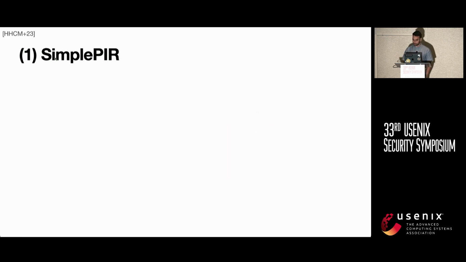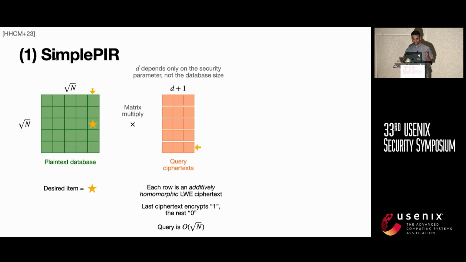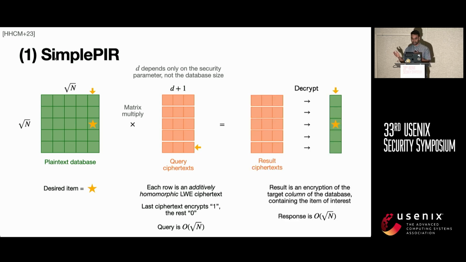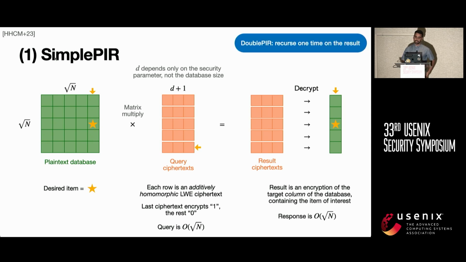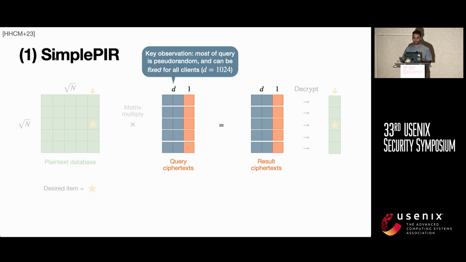So starting with Simple-PIR, again, we've seen these slides, so I will also go quickly. So in Simple-PIR, basically, the server is computing a homomorphic matrix-vector product between an indicator vector sent by the client, encrypted under some additive homomorphic encryption scheme, and a database that's just a square plaintext matrix. And so the response and the query are both root-N in size. And they also present in that same work a related scheme called Double-PIR, where you just recurse once on the result.